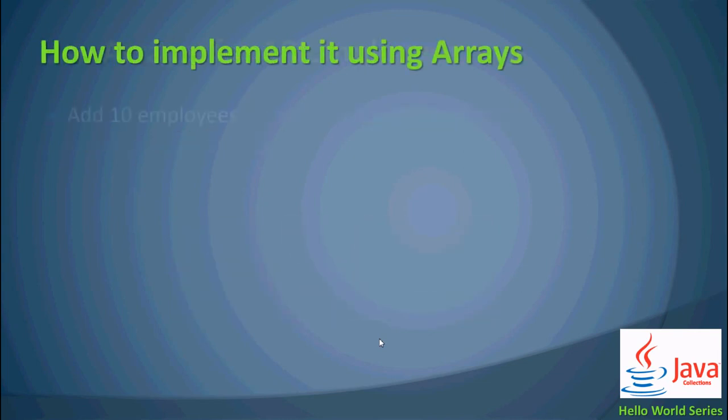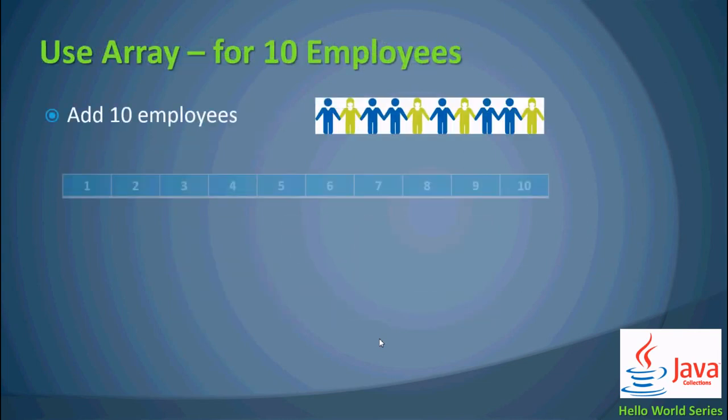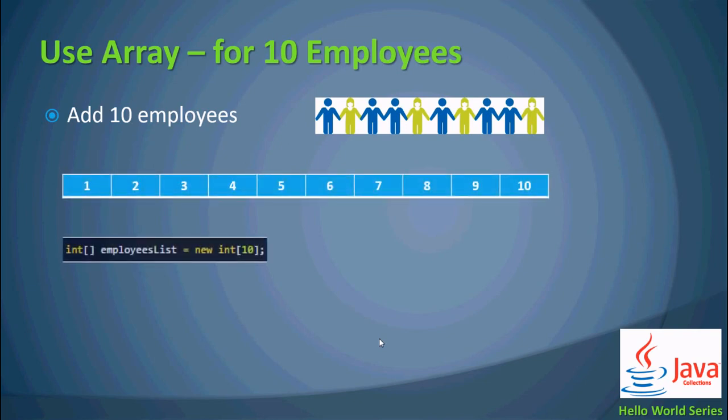How to solve this using arrays? Simple: have an array with 10 employees. In this example I am taking an integer array of 10 employees, just to tell you that I'm going to store only the employee ID, a single attribute of each employee. That's why I have taken a single-dimensional array of size 10. But if you want to store multiple attributes of an employee, then we can go for a multi-dimensional array, which we are not going to discuss in detail in this tutorial.